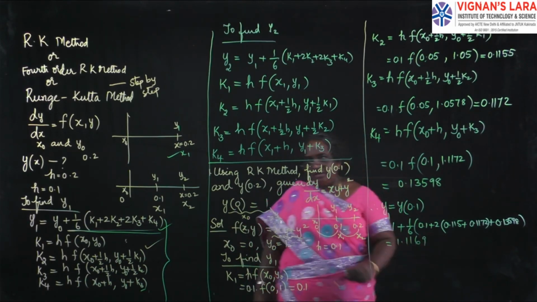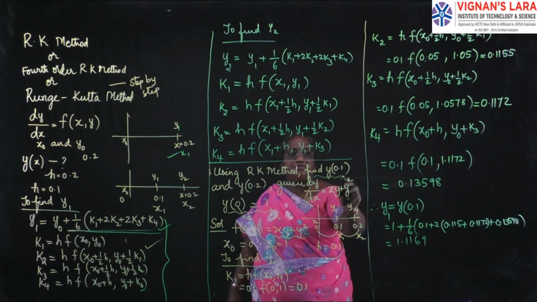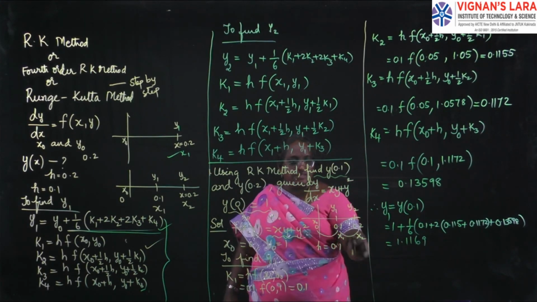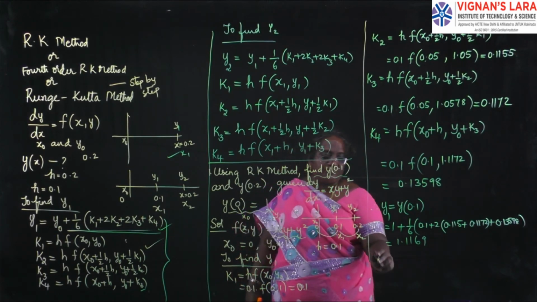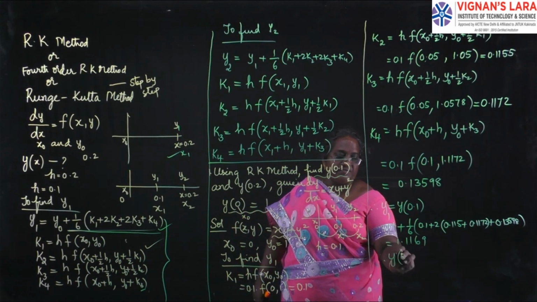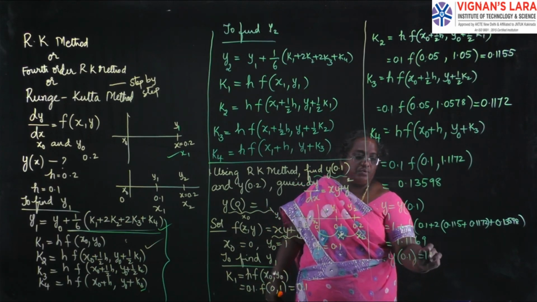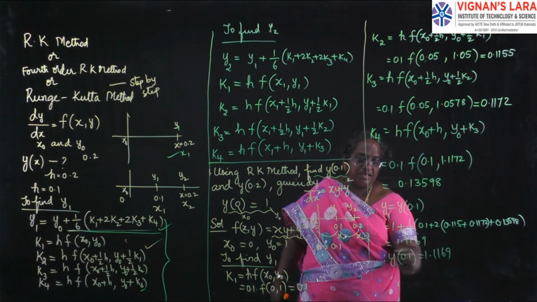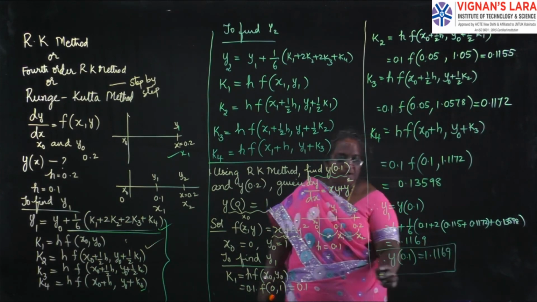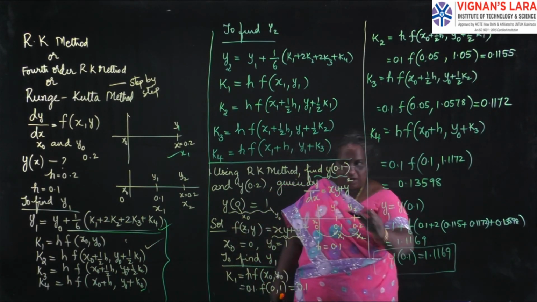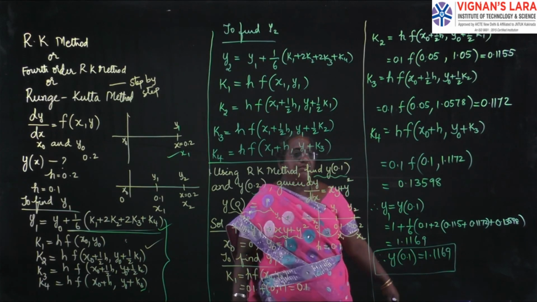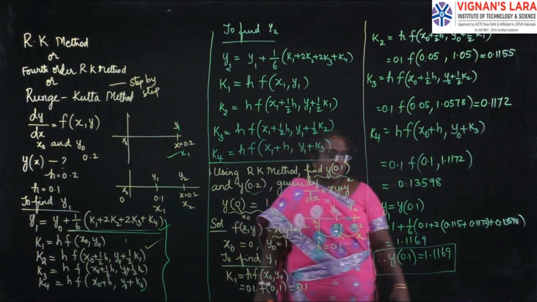So in the problem, what did they ask? They asked you to evaluate y at 0.1, means we have to evaluate y at 0.1. Therefore, y at 0.1 is equal to 1.1169. So some of the students, by mistake, they will stop here. It is not over here. You have to calculate even y at 0.2. So see the problem.